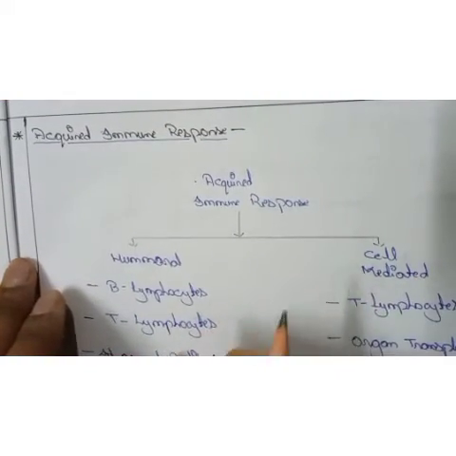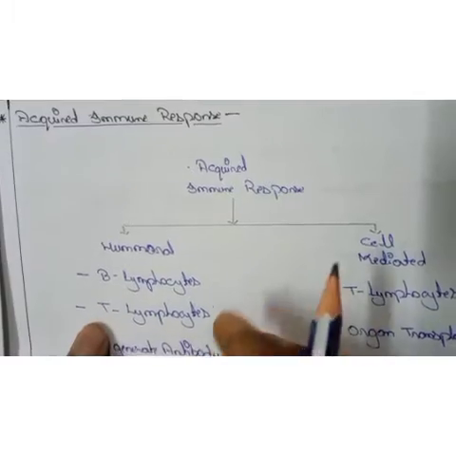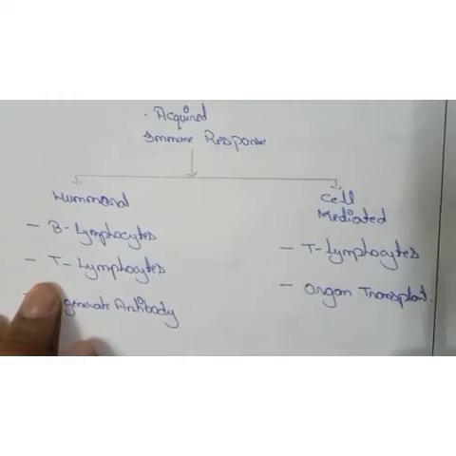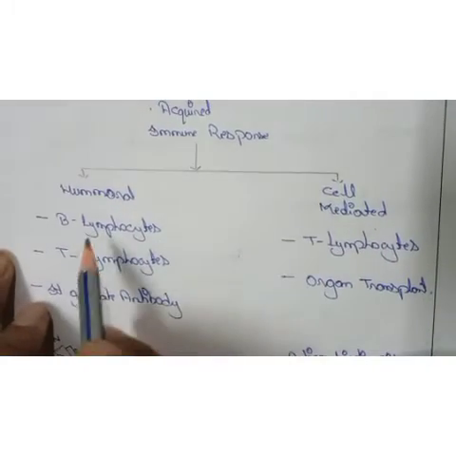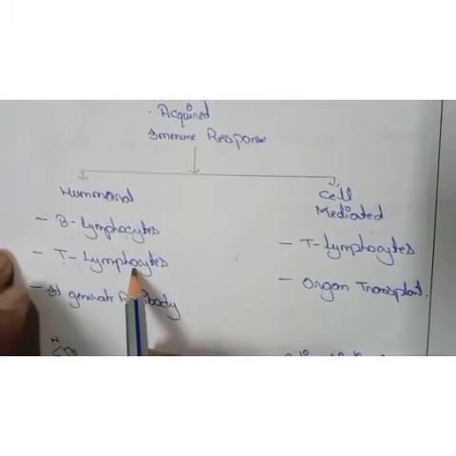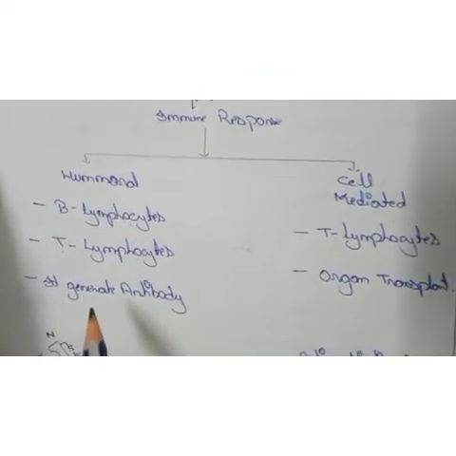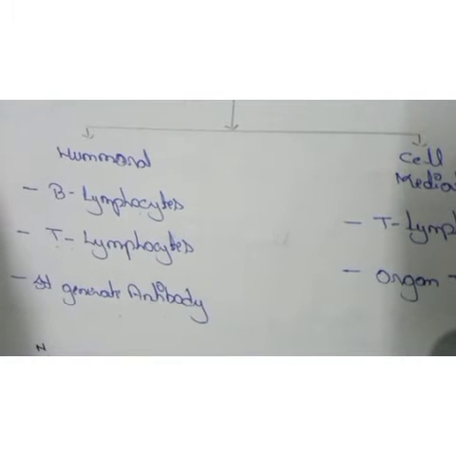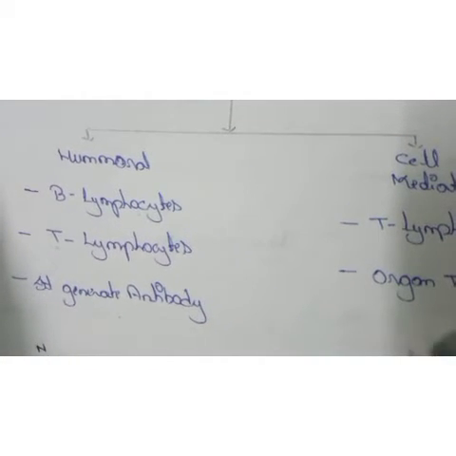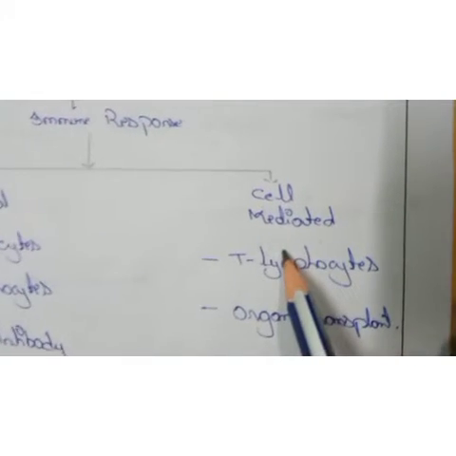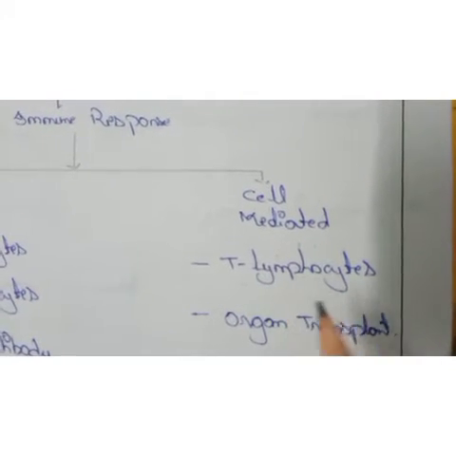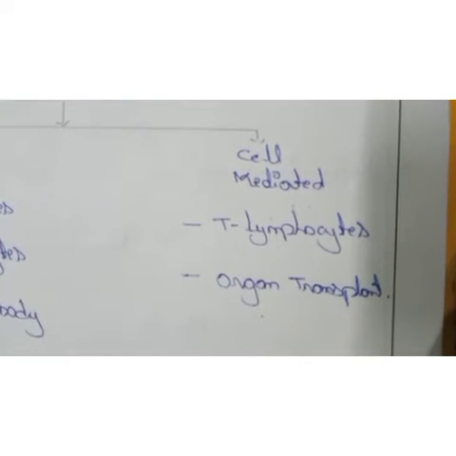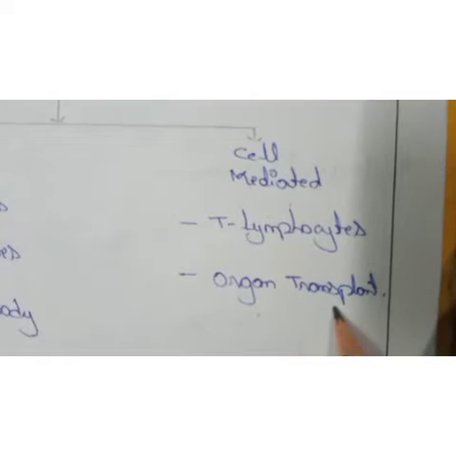The acquired immunity response has two further divisions: humoral and cell mediated. Humoral involves B lymphocyte and T lymphocyte, which generate antibodies. And in cell mediated there is T lymphocyte only. It is involved in organ transplant, meaning it can reject the transplanted organ.